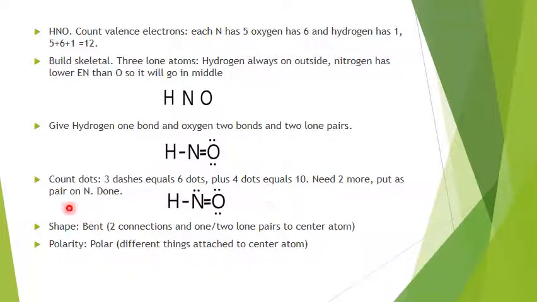Okay, what's the shape? The center atom has 2 things attached, so it could be linear or bent. The center atom has lone pairs on it, so it's going to be bent. It's a polar molecule because nitrogen has more than 1 thing attached to it. In fact, it has 3 different things attached to it: a hydrogen, a lone pair, and an oxygen.